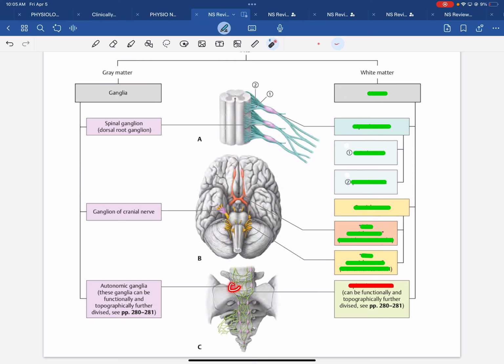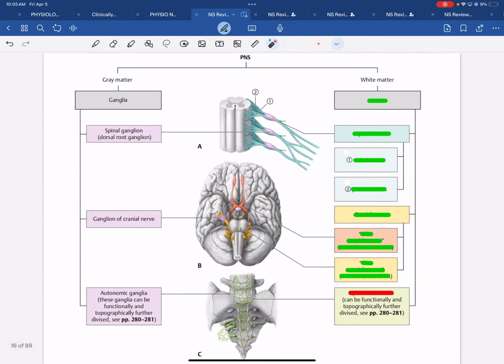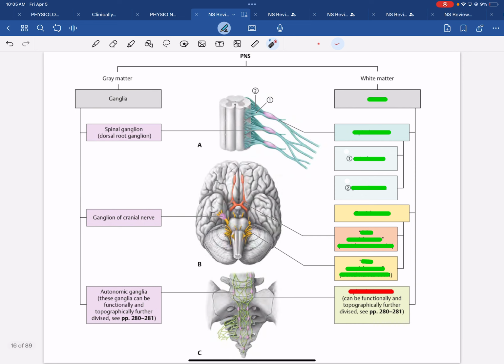Right, so you can see these ganglia in the body. But they're not dorsal root ganglia, they're not cranial ganglia, so they're autonomic ganglia. There are two different types, sympathetic and parasympathetic. The peripheral nervous system also has a bunch of white matter.